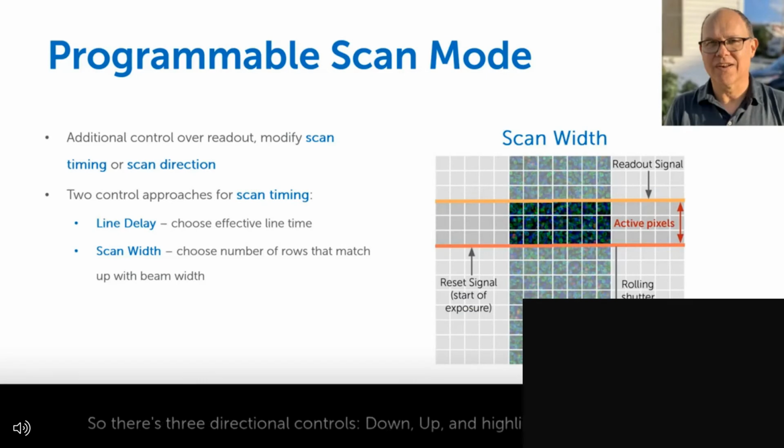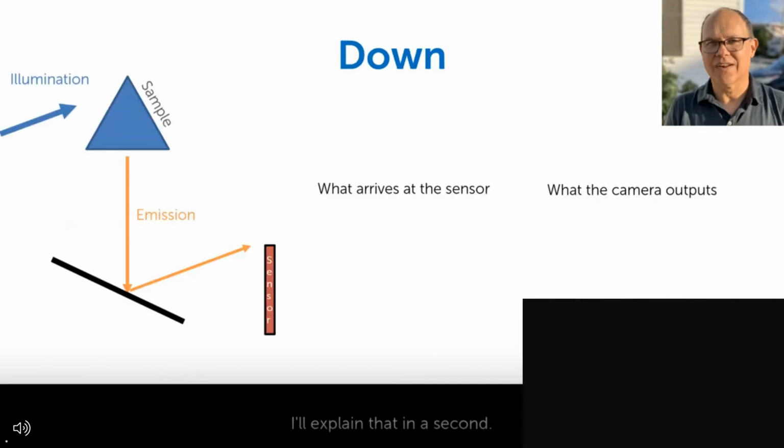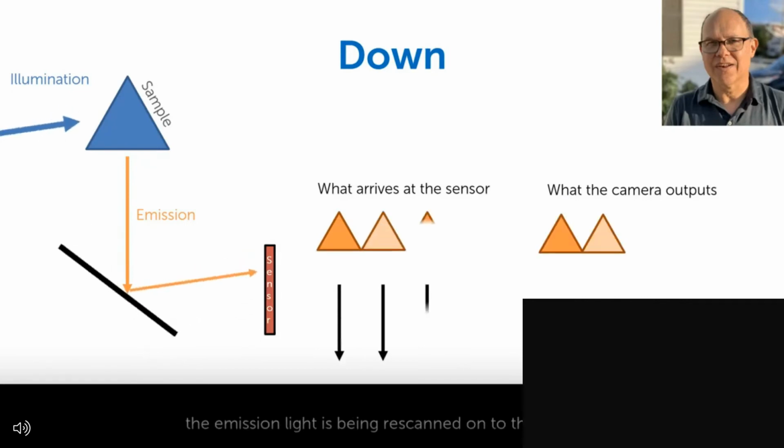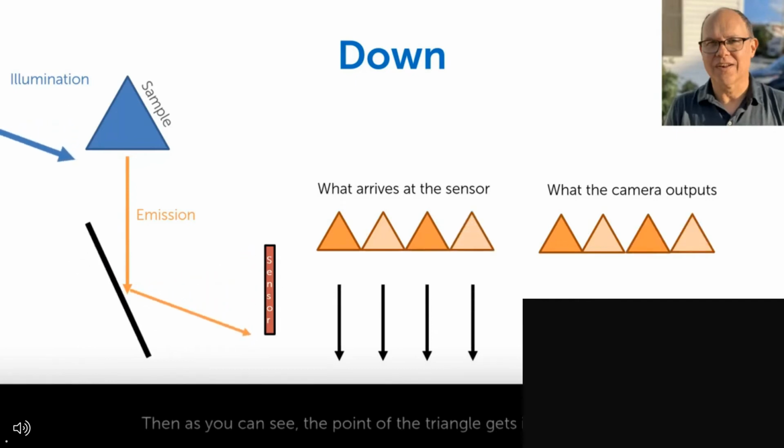So there are 3 directional controls: down, up, and, highlighted here, down-up, which is quite useful for those of you using galvos, and I'll explain that in a second. With down, the illumination in blue is scanning the sample. The emission light is being rescanned onto the sensor. As you can see, the point of the triangle gets illuminated first and arrives first at the camera. The next scan, same thing, different scan indicated in a different color, but we're basically scanning top to bottom in down mode. Not surprisingly, the camera outputs top to bottom.